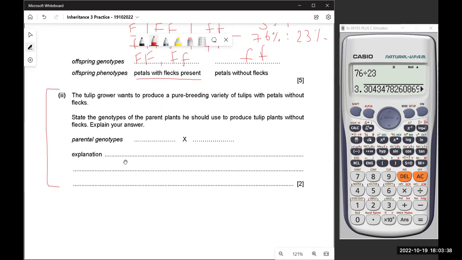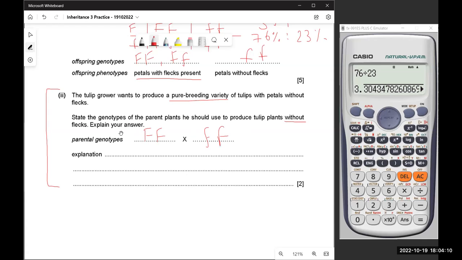The tulip grower wants to produce a pure breeding variety of tulips with petals without flex. State the genotypes of the parent plants he should use to produce tulip plants without flex. Explain your answer. Parental genotypes. Okay, so it's explanation. You should use to produce. So one is capital F. Both are capital F. The other one is recessive.